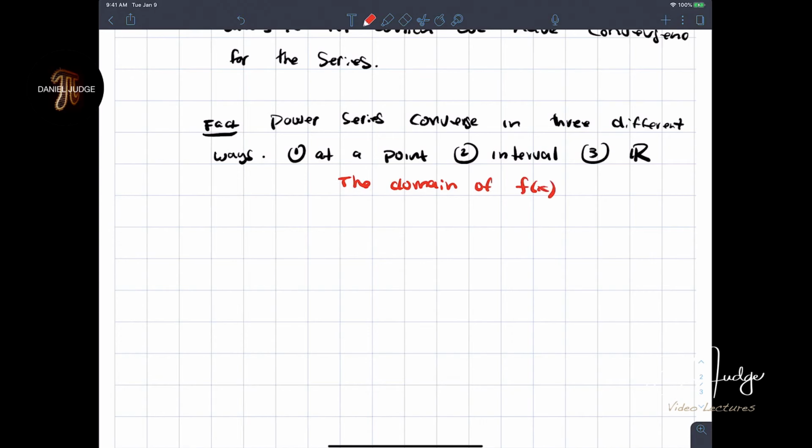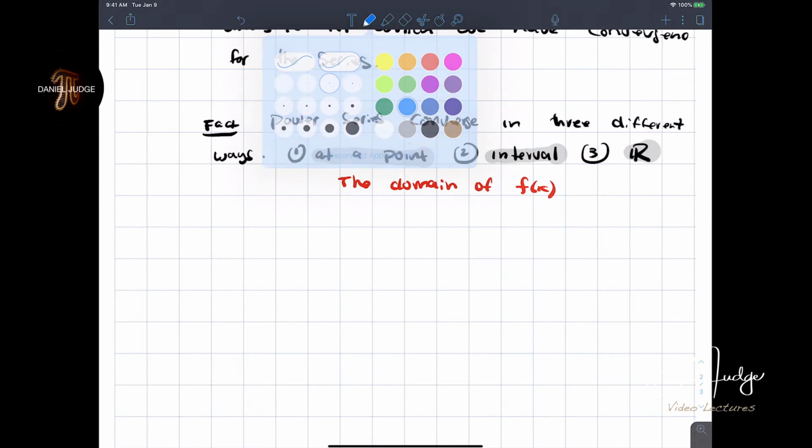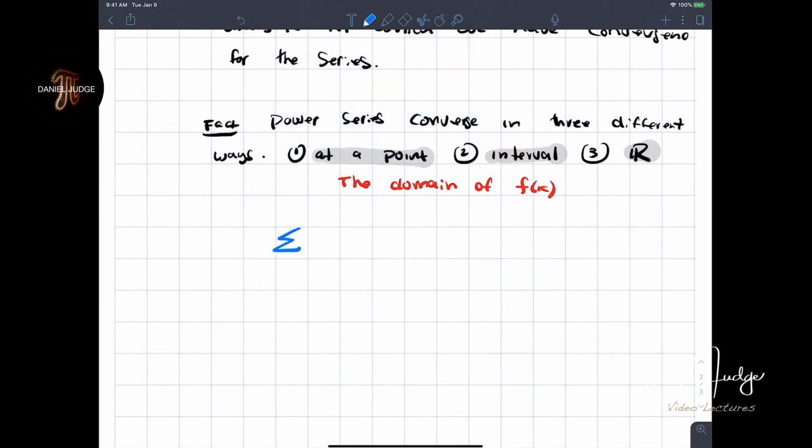So you're going to have three types of domains that we're going to see, and we're going to formally write it down. It's going to have convergence at a point, convergence in an interval, or it's going to converge for every real number x. And that's really going to be the domain of the power series because we define it that way, right? Here's the definition. The sum from n equals 0 to infinity of Cn x to the n. This is what we're describing.